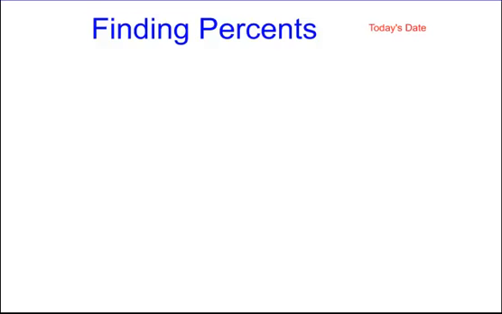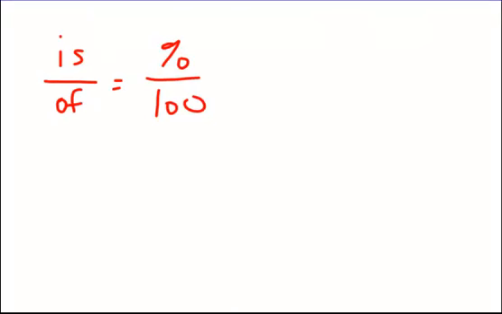Okay, you might remember this from last year, but you need to write this at the top of your page. Is over of equals percent over 100. We learned about this in 7th grade, and it's coming back in 8th grade. We're going to go a little more accelerated this time, but I think you'll be able to get it.